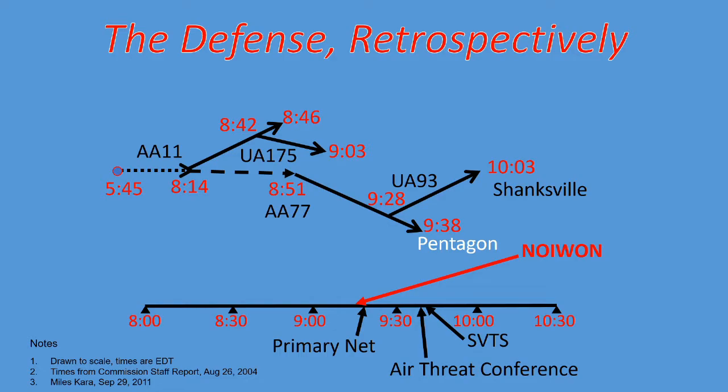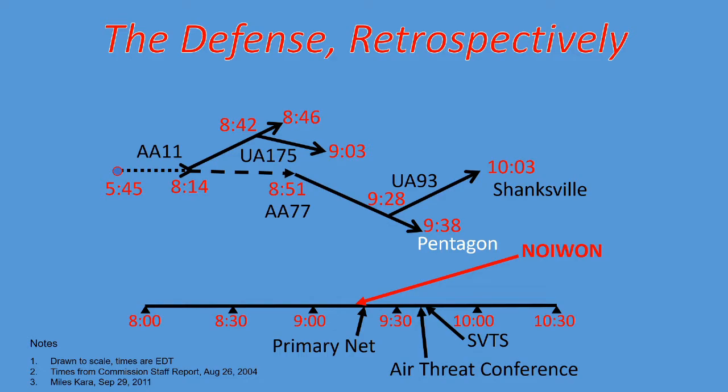Concurrently, Richard Clark was establishing a secure video conference call, SVTS. That system was activated at 9:28 and became operational at 9:40. It did include the Pentagon and FAA. These competing conferences ensured that national-level attention would be divided and at odds.